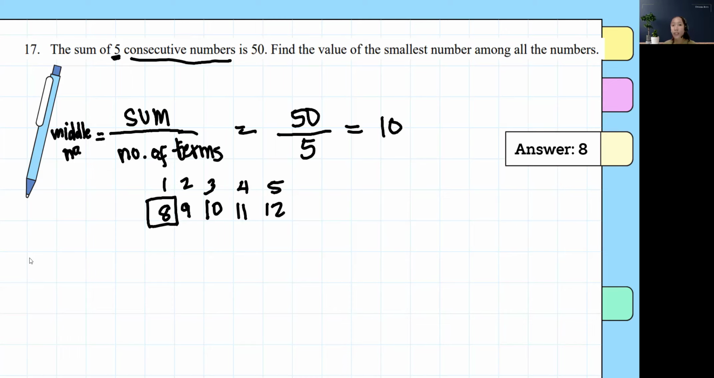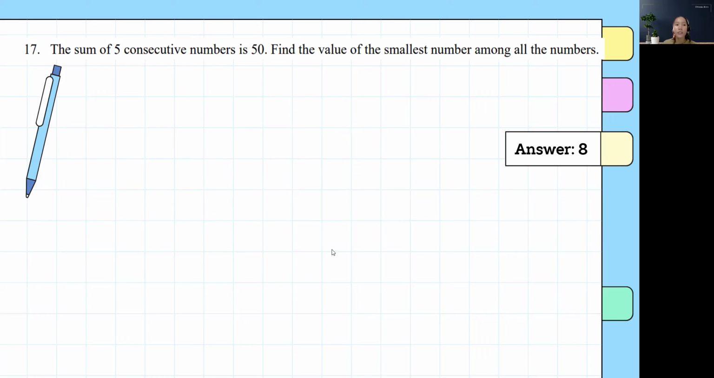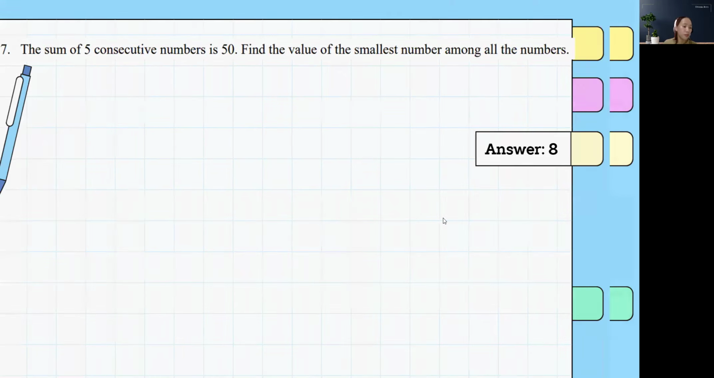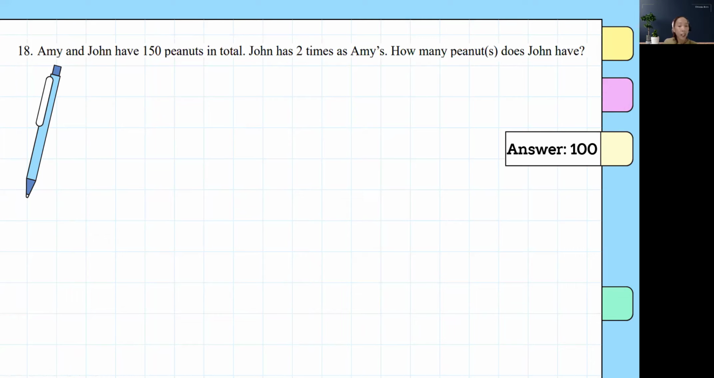That's it for number 17. Let's proceed to number 18. Okay, for number 18, we have here: Amy and John have 150 peanuts in total. John has 2 times as many as Amy. How many peanuts does John have?